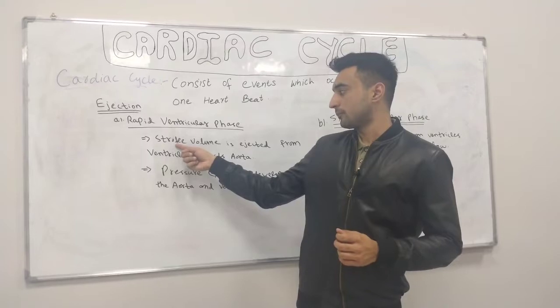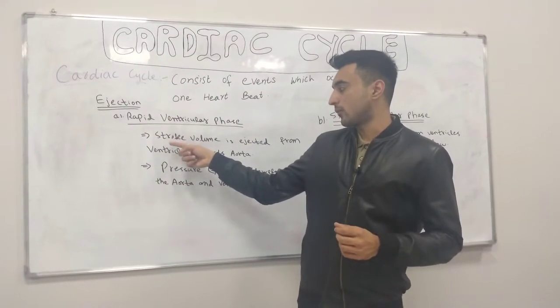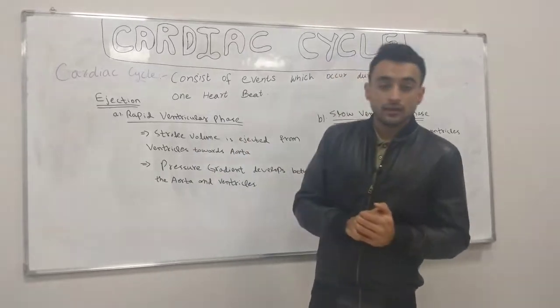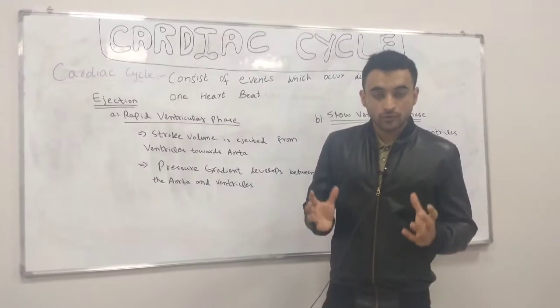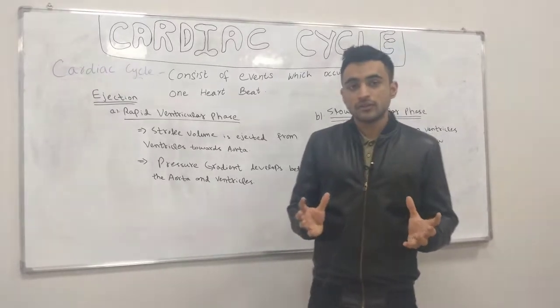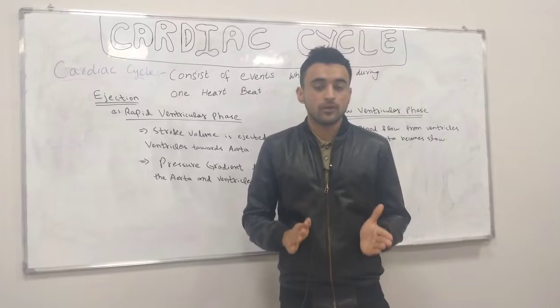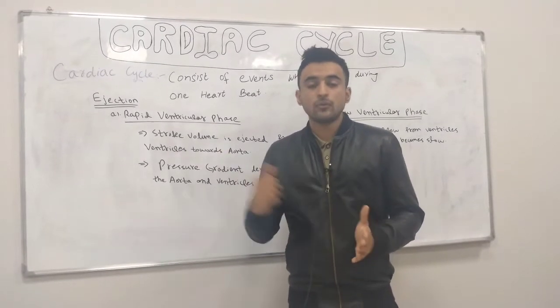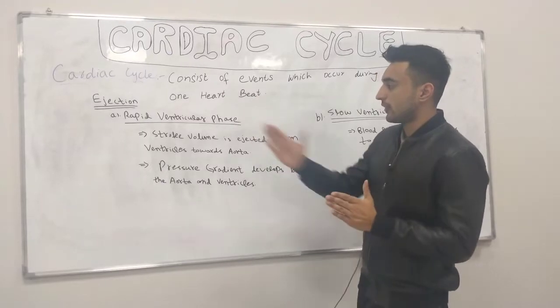So stroke volume is the whole amount of blood which flows from the ventricles towards the aorta due to the pressure gradient. Because we know that the ventricles are contracting, the pressure inside the ventricles is very high. That pressure forces the blood to move out from the ventricles and flow towards the aorta. So this completes our rapid ventricular phase.